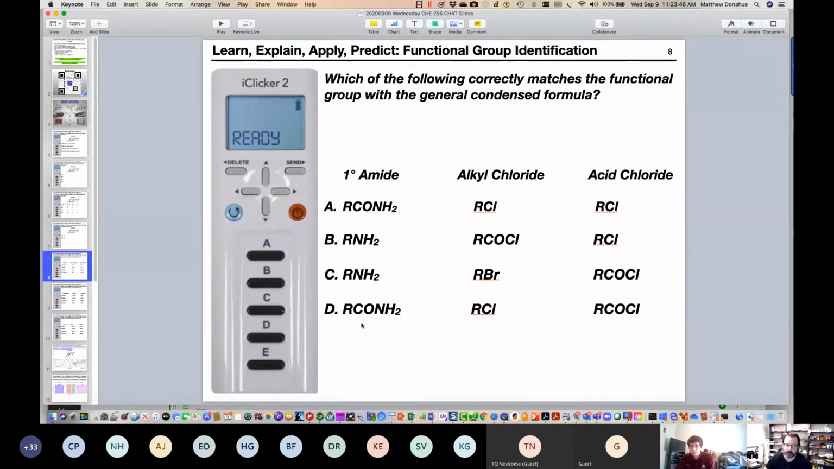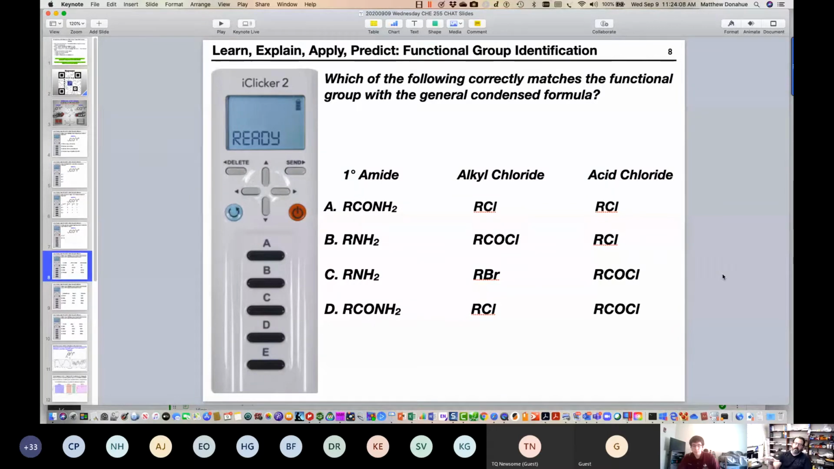So a primary amide, we have the carbonyl bonded to NH2, and again, R is pretty much anything. Alkyl chloride, we have RCl. In the acid chloride, we have the carbonyl directly bonded to a chlorine.